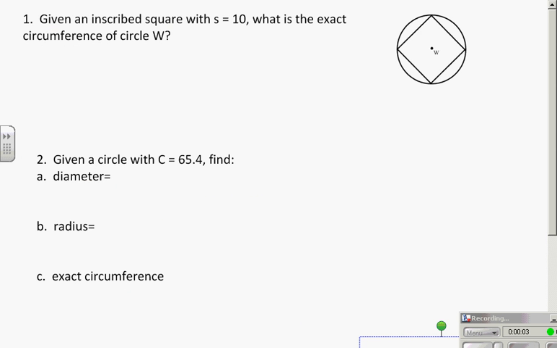So continuing with part 2 of 5.1 notes, we have a few more examples before we are done. If we're given an inscribed square with side equaling 10, what is the exact circumference of circle W? So we have to start thinking about the properties of our squares, how they fit, how they relate to the pieces of our circles that we know.